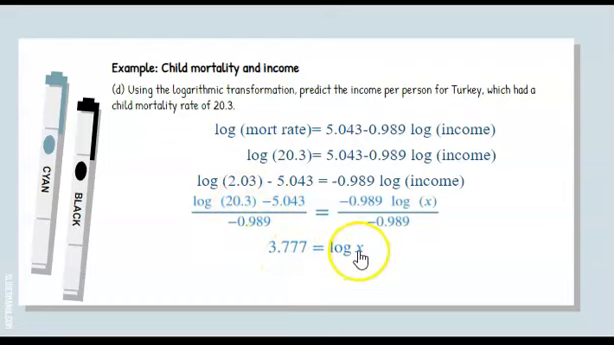Now, to find x, which is in the logarithm, if you recall, the base is 10, so if I raise my base to whatever I get over here on the left, that will give me my x value. So 10 to the 3.777 power gives me 5,984.83. So this is the income per person for someone in Turkey.